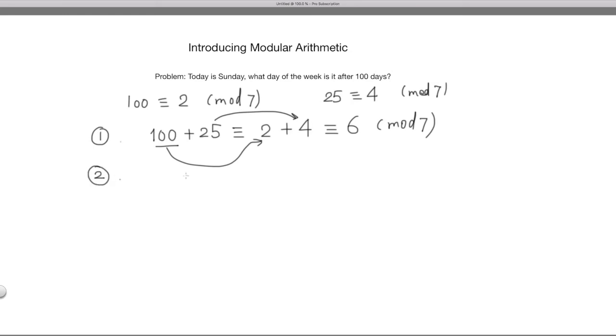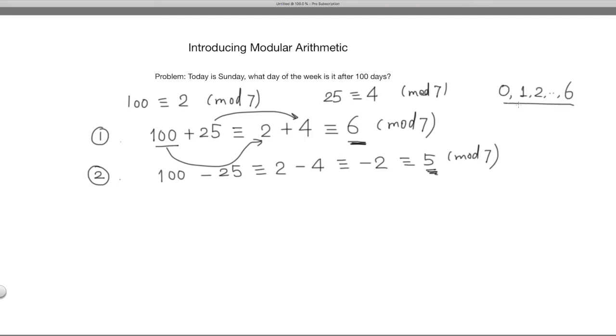How about subtraction? 100 minus 25 is going to be congruent to 2 minus 4, congruent to minus 2, but minus 2 is congruent to 5 mod 7. So for congruence, in the end we always want to map back to some number between 0, 1, 2, all the way to 6 when divided by 7, because these are the only possible remainders when I divide by 7. And every number maps to one of such remainders.